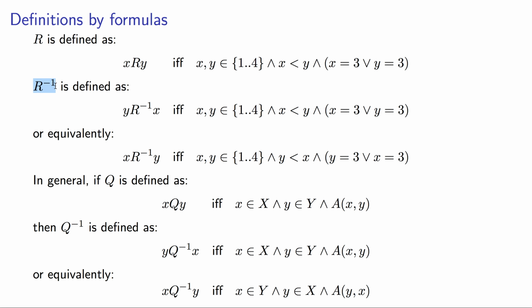How would we define the inverse relation by means of a formula? I'm going to leave the formula exactly the same, but when I describe the inverse relation, I will reverse the order of X and Y. So Y is related to X by the inverse relation if and only if the same formula as previously holds. This is justified by the fact that this expression is equivalent to this expression.